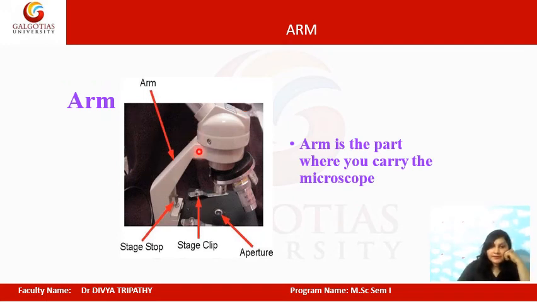You can see this is the arm of the microscope. The arm is the part from where we have to carry the microscope when we change the place of the microscope. This is the place where we hold the microscope in a safer manner to change the place.